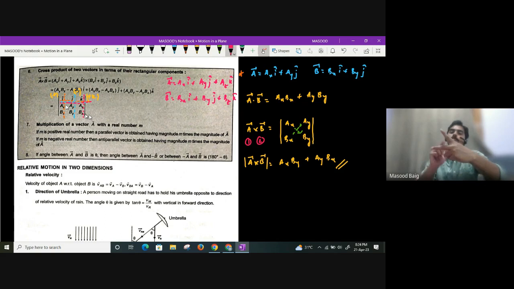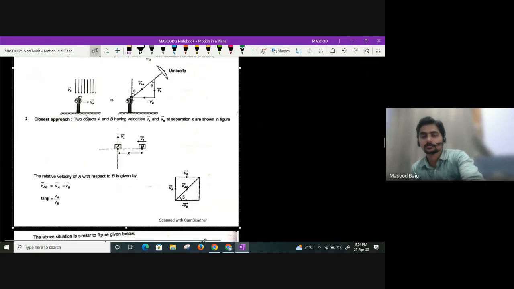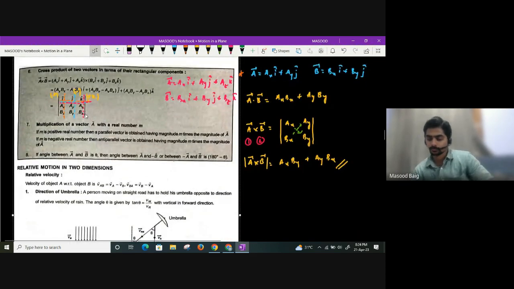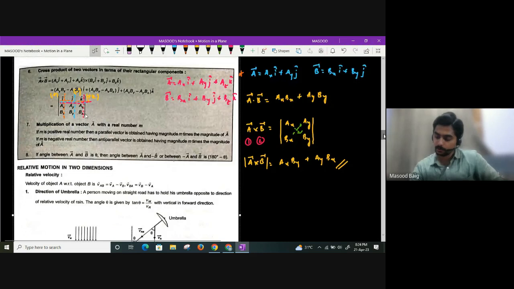If I do B cross A, then first vector is B bar. So I'll place my right hand along B bar, curl towards A bar. Right? Direction of thumb is inwards again. So we are going to find direction of A bar cross B bar by using right hand. Understood? Yes or no? Is that clear, all of you?